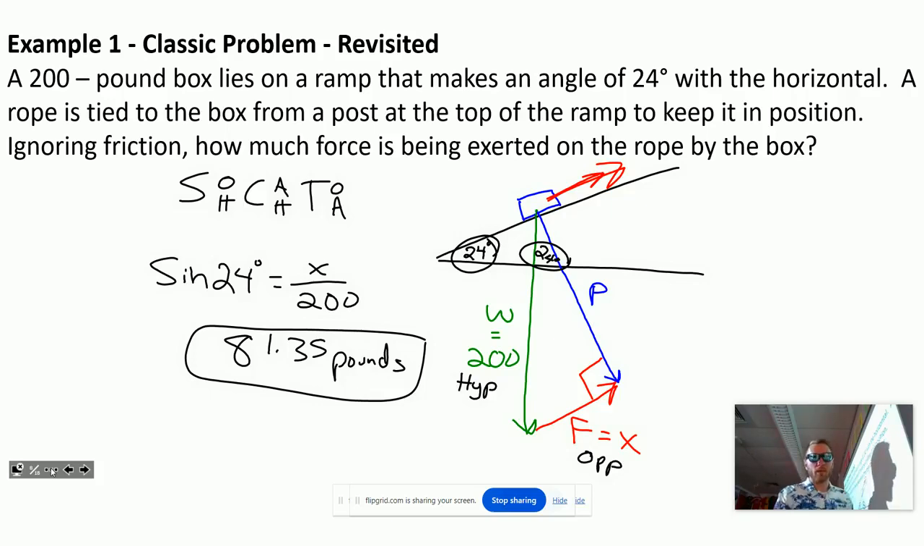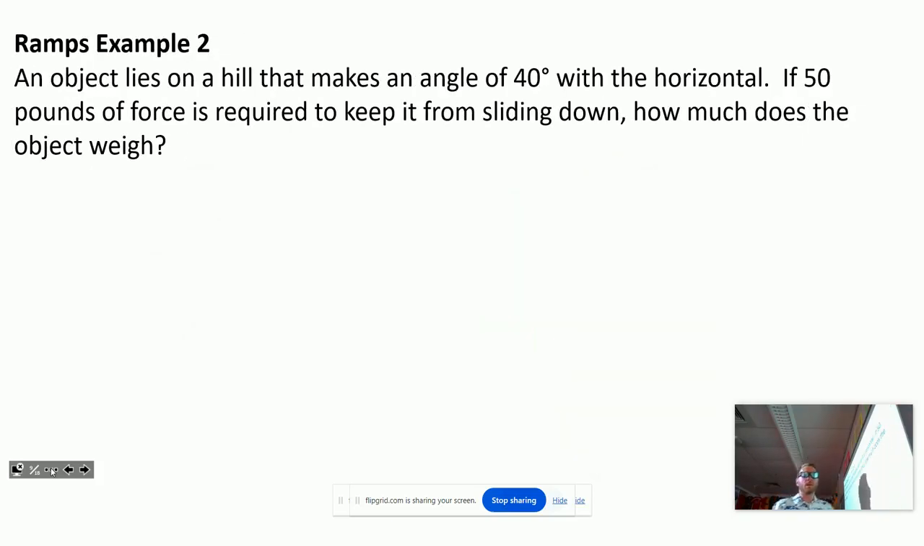Good. Let's do another example. Example 2, an object lies on a hill. It makes a 40-degree angle to horizontal. Now, it's a steeper hill. Don't have to draw it exactly to scale, but 40 degrees of the horizontal, 50 pounds required to keep it from sliding down. How much does the object weigh?